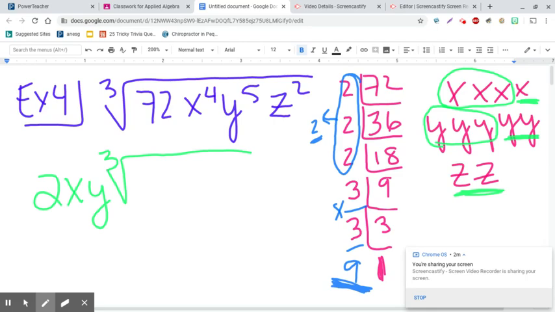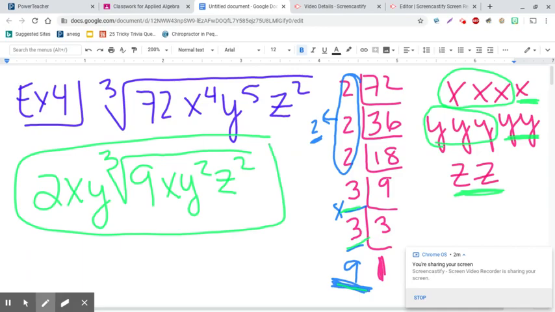All right, so what was left inside was this 3 and this 3, which we multiplied together to get that 9. So 9's going to go inside. We have 1 x left over, 2 y's, and 2 z's. That is our answer. Done. I know it looks kind of crazy, but not too hard.